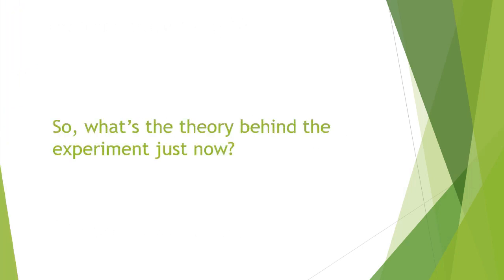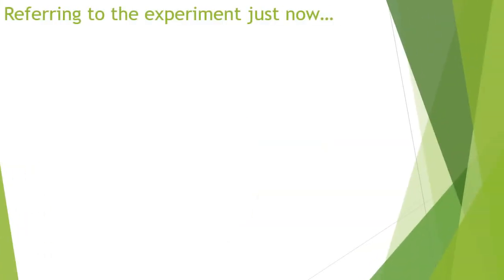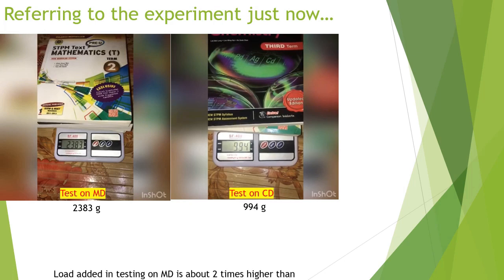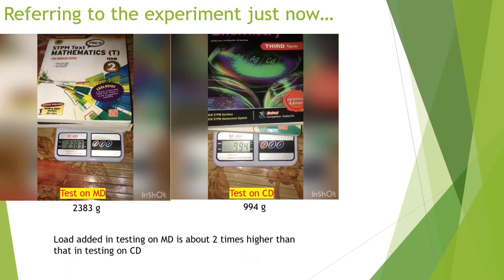So, what is the theory behind the experiment just now? Referring to the experiment just now, the load that can be added for testing of tensile in the machine direction is around 2000 grams, and for tensile in cross direction is around 1000 grams. From this, we can see that the load added in testing on machine direction is about 2 times higher than that in testing on cross direction.